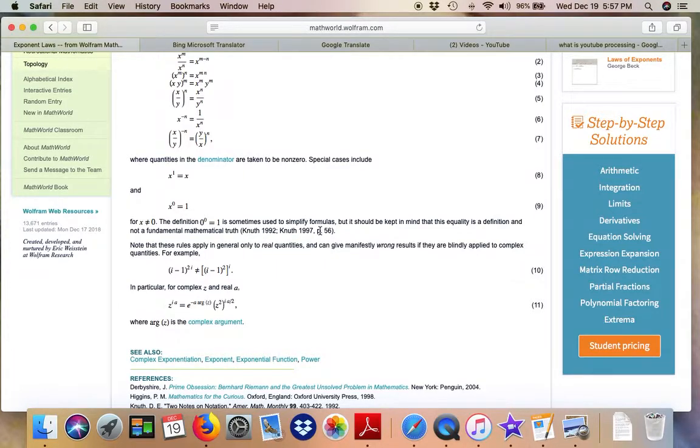Now, a formula includes things that are not just equations. It's probably similar to an expression, but they're usually used in engineering and physics and chemistry for an expression that's not necessarily equal. But it should be kept in mind that this equality is a definition and not a fundamental mathematical truth.